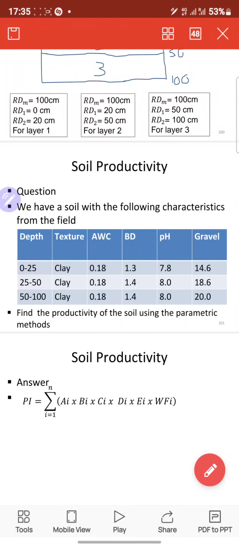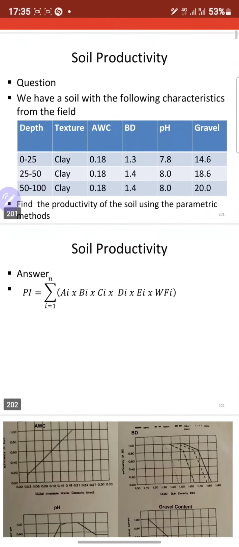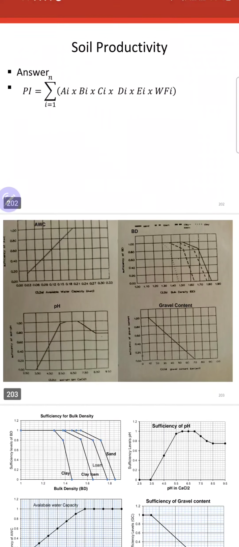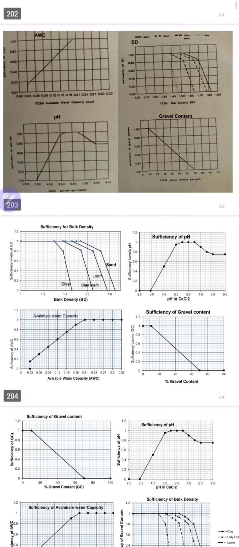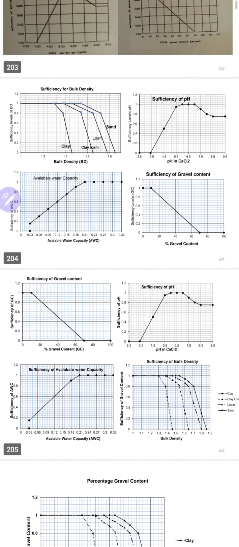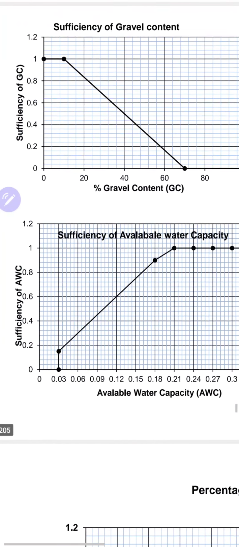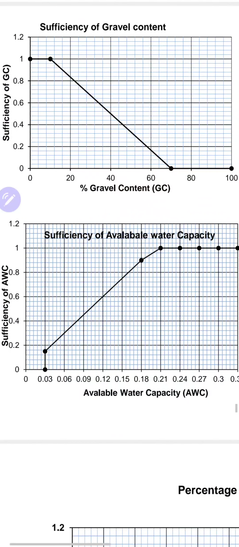Then you need to find the graph which shows the sufficiency levels of these values. So, available water capacity, AWC, can I see it? Sufficient available water capacity. Okay, it is here. So here, this is the sufficiency level, this is the sufficient level in the y-axis, sorry. Then on the x-axis is where you have those values.